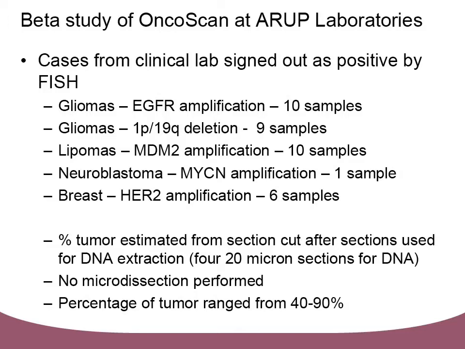So it started by saying, okay, there's a number of FISH probes that we commonly run within ARUP. We used 4 20-micron sections for our DNA extraction. We actually got a lot more DNA than we mostly needed, but that was what we started with. We estimated the tumor percentage on a section that was cut after the sections for the DNA extraction. We did not do any microdissection because our percentage of tumor ranged from 40 to 90%, which was high enough to not require microdissection.